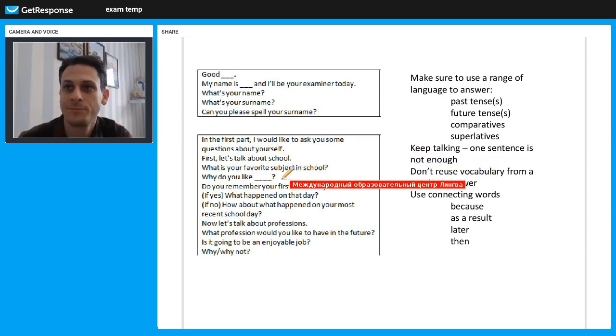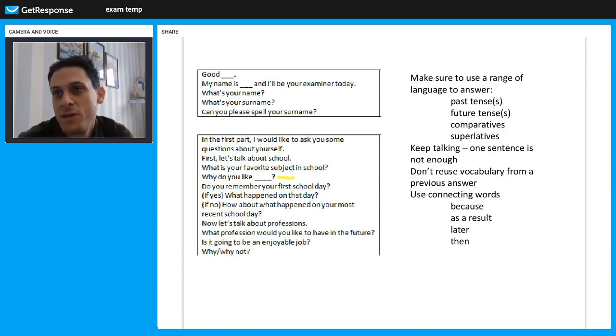For example, in this one, if I ask you what's your favorite subject, don't tell me I like math. Okay. Why do you like math? Because I like numbers. This will get you a very low score. You need to talk about, for example, the teacher, the classroom, what you're learning, how you're going to use that in your future. But the point is to use your knowledge to show me the knowledge you have.